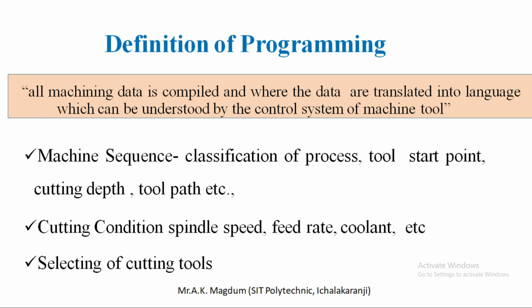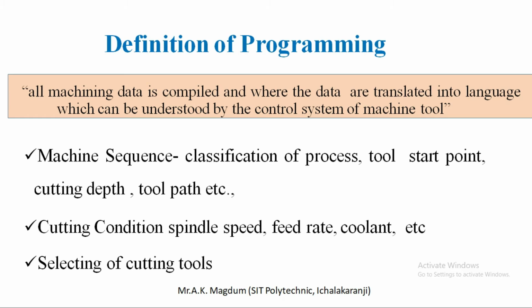Next, in these programming languages or instructions, the first thing we give is the machine sequence. It means classification of process, tool start point, cutting depth, tool path, etc. Regarding the machine sequence, we give certain instructions in the programming code. Next is the cutting condition: spindle speed, feed rate, coolant on, coolant off, those types of conditions regarding the cutting of the workpiece material. Related to that, certain instructions are given in the programming language.